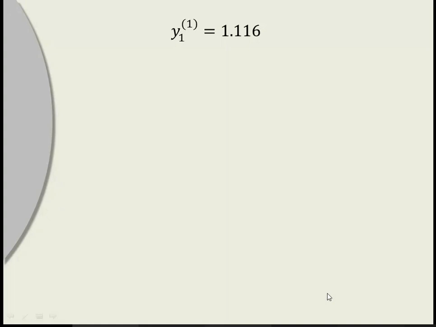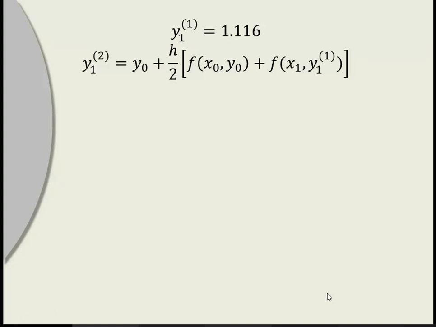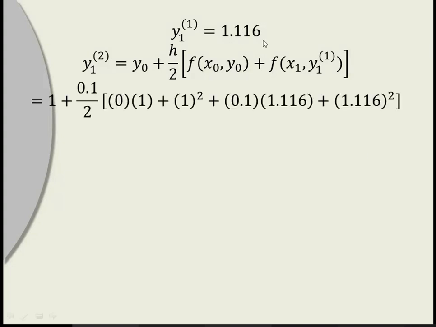by using the iterative formula. So the second iteration of y1 will be y naught plus h by 2 into f of x naught, y naught plus f of x1, y1 first iteration. Now you use this value, 1.116, while doing the calculation. Same function, the rest of the terms are also the same, only replace y1 by this new value. With a simple calculation, we get y1 second iteration as 1.1179.